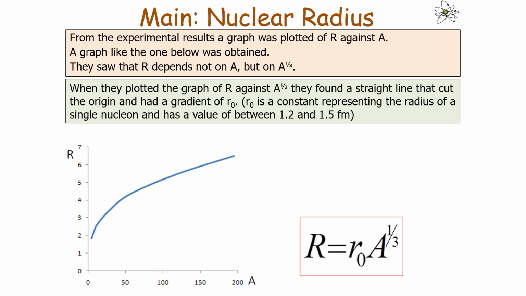So our equation we've got to learn is that the nuclear radius R is equal to our constant R0 times A to the power of a third, where A is the mass number of the nucleus.